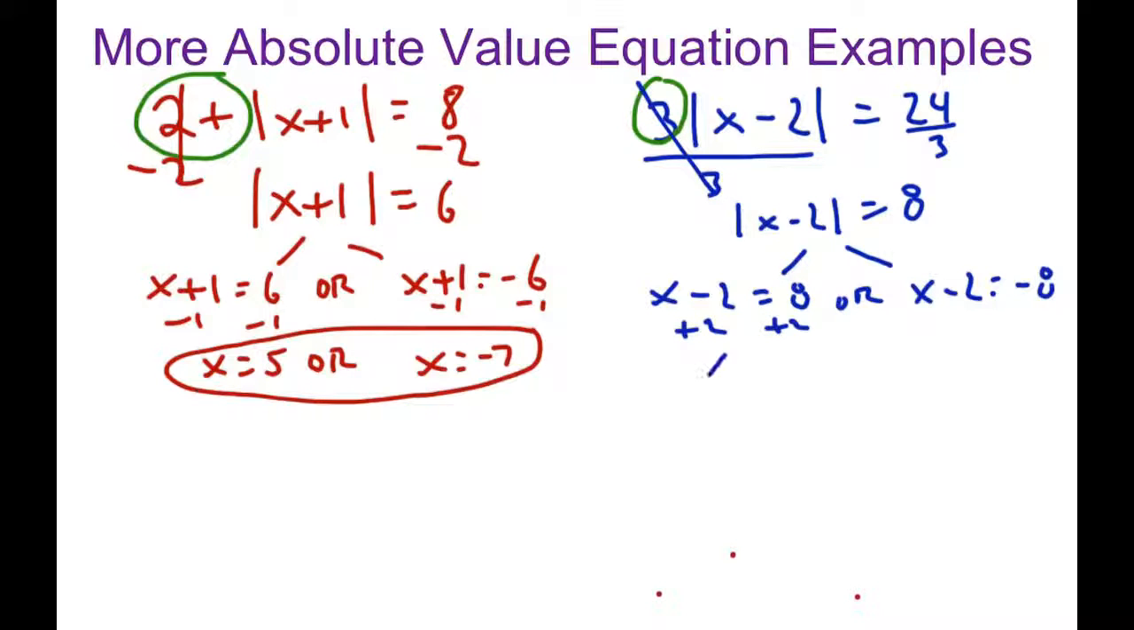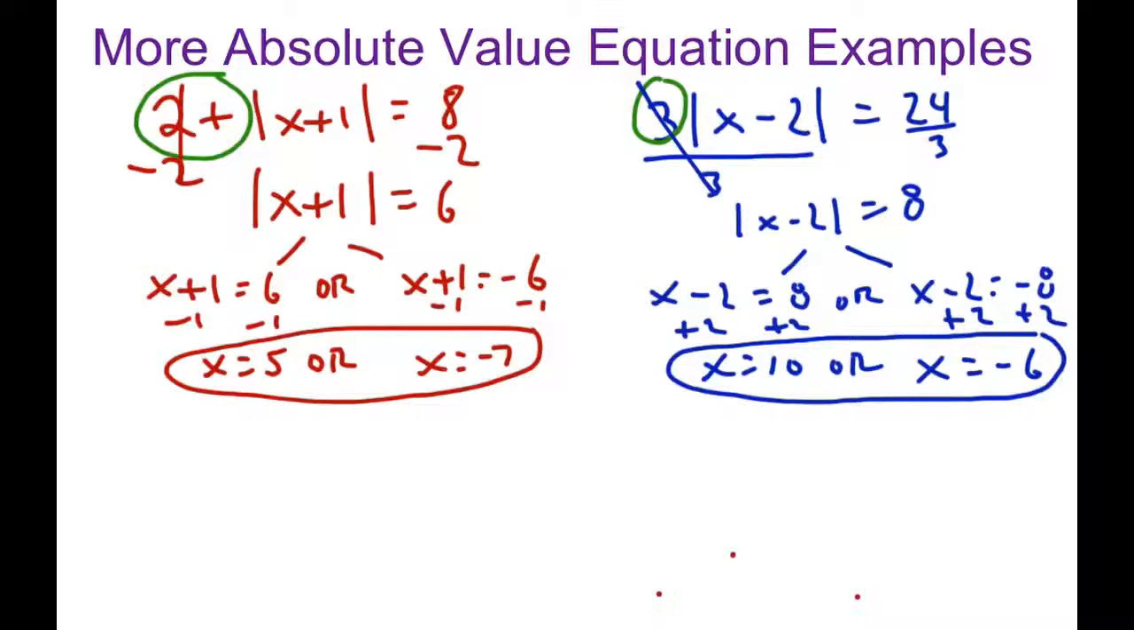Adding 2 to both sides, x equals 10. Or add 2 to both sides, x equals negative 6. Now keep in mind, I'm going pretty quick here, so the whole idea of these videos is to help you. You can pause them, go back, watch them again, however works best for you. Alright, so there's my two solutions. Alright, let's try another one.